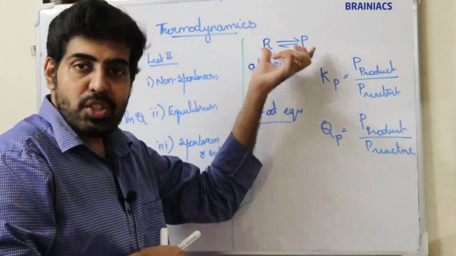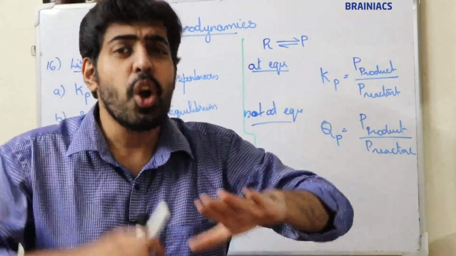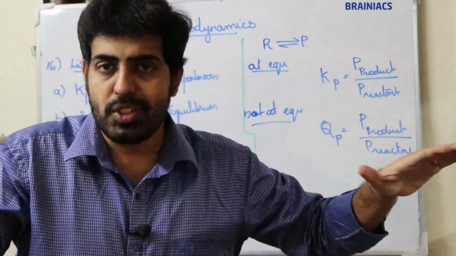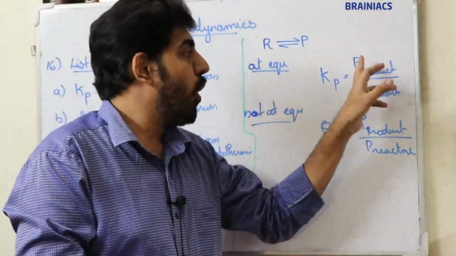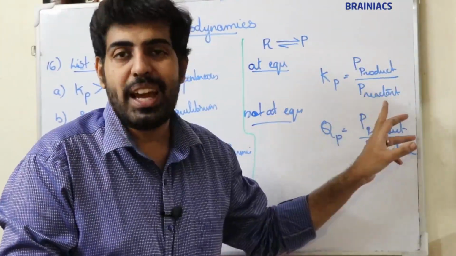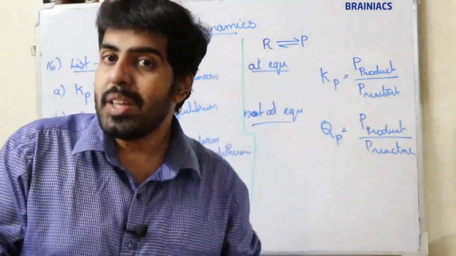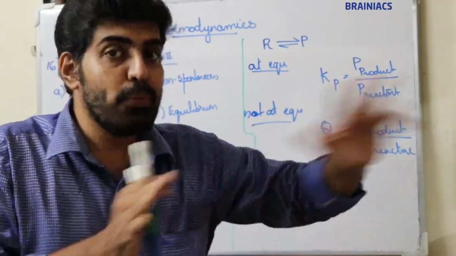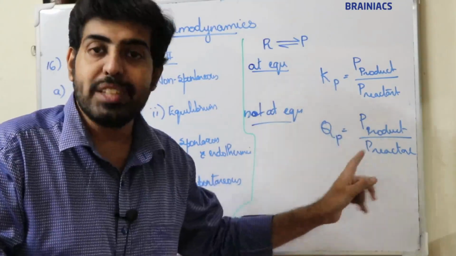So, if a reaction attains equilibrium, all the properties, temperature, pressure, volume, concentration, everything become constant. That condition is known as equilibrium. At equilibrium, the ratio of pressure of product and pressure of reactant is known as Kp. And if the reaction has not attained equilibrium, before attaining equilibrium, the ratio of pressure of product and pressure of reactant is known as Qp.